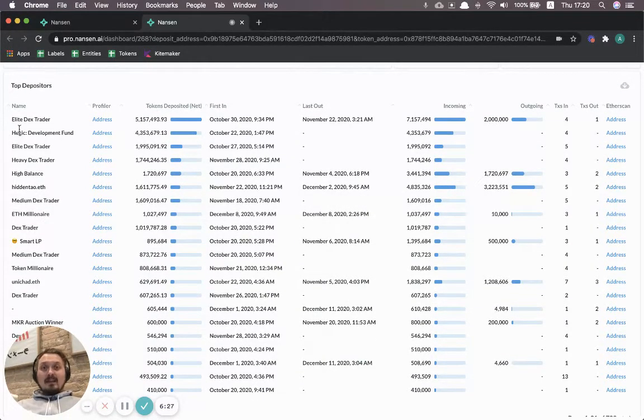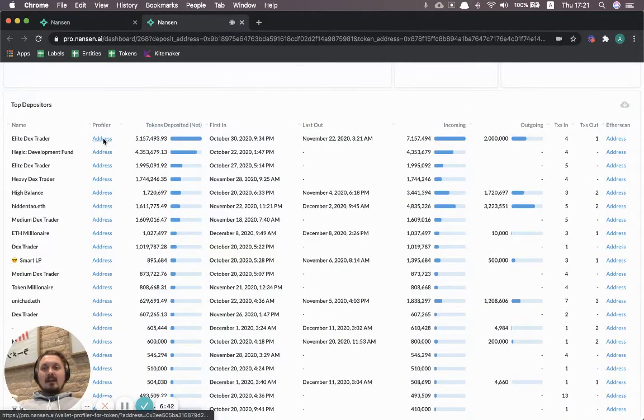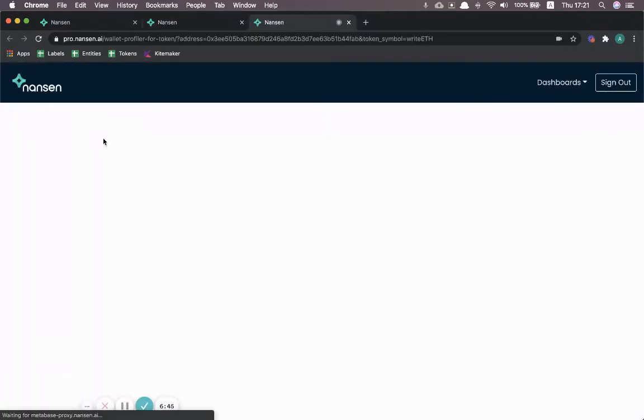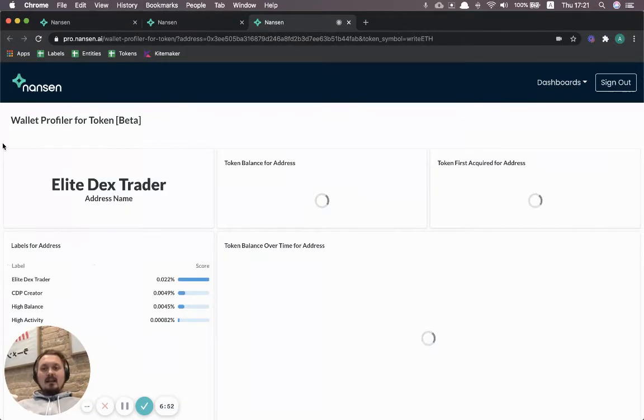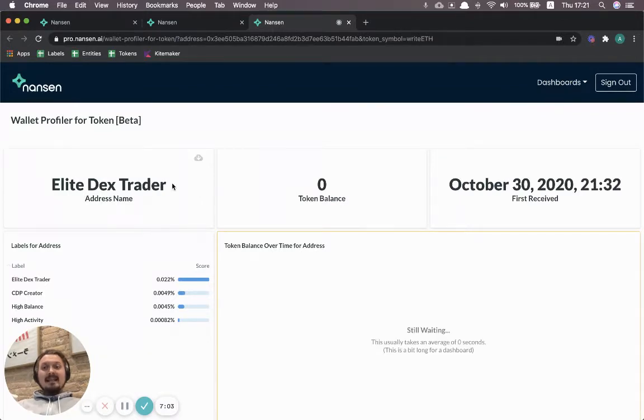But we can go deeper. We can look at this elite DEX trader, the top depositor of rETH tokens. So basically the main LP liquidity provider for Hegic. Let's click on their address, and we're going to drill down even deeper into this address, and we're going to see, for example, when they started LPing, and if they've made multiple transactions, or if it's just one deposit into this reward contract. First of all, it's an elite DEX trader.